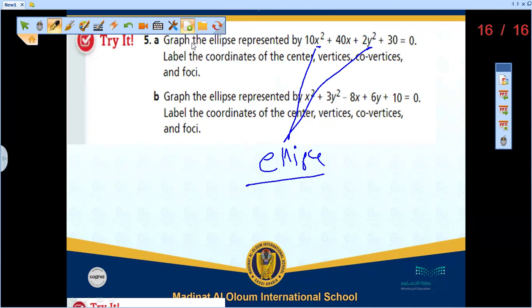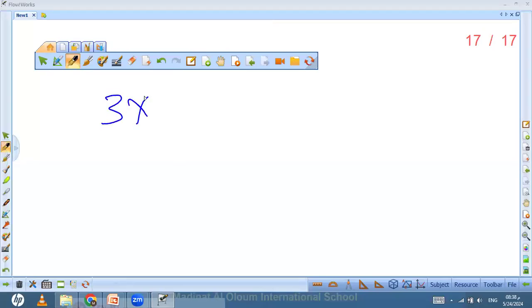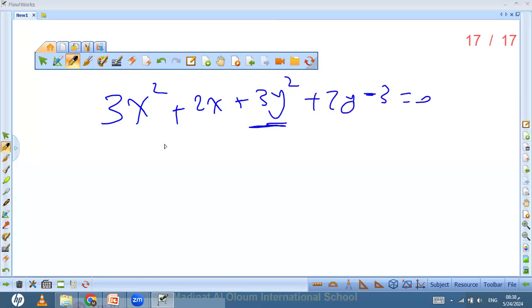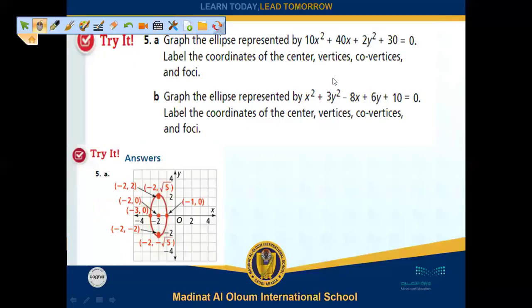If the equation is like this one, 3x squared plus 2x plus 3y squared plus 7y minus 3 equals 0, it has the same coefficient. It means it's what? It's a circle, because x squared and y squared have the same coefficient. Different coefficients, it means it's what? Ellipse. But they must have the same sign.